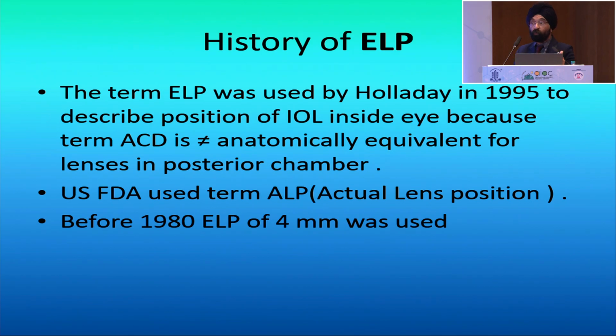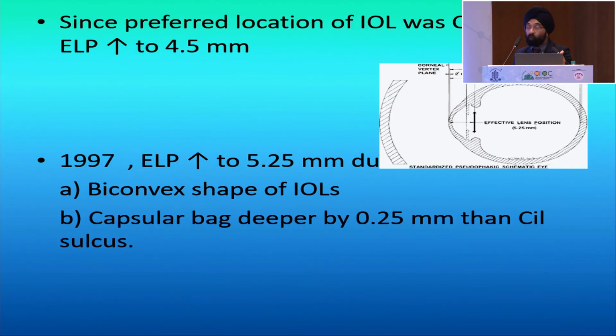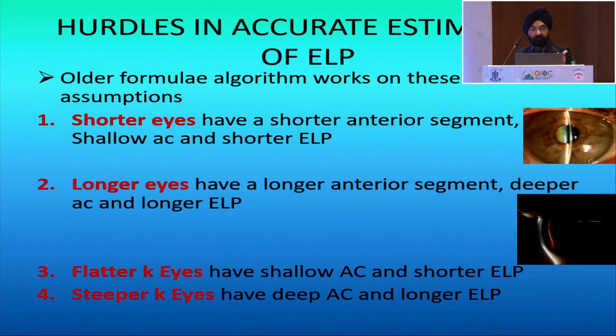So let's go to the history of effective lens position. Initially, the term effective lens position was used by Holladay in 1988 to describe the position of the IOL inside the eye, and it was thought that the effective lens position is equal to anterior chamber depth. And so the first value which was used was 4.5 millimeter, then subsequently it was increased to 5.25 millimeter.